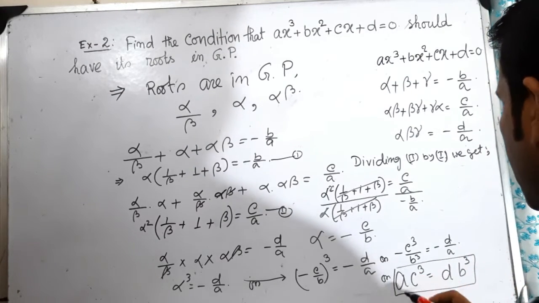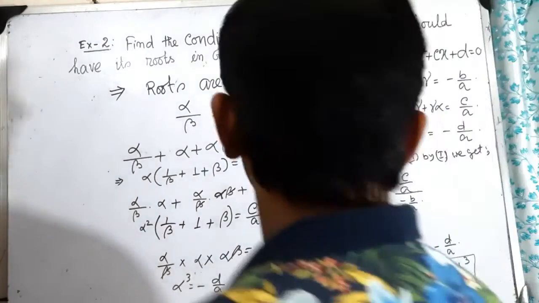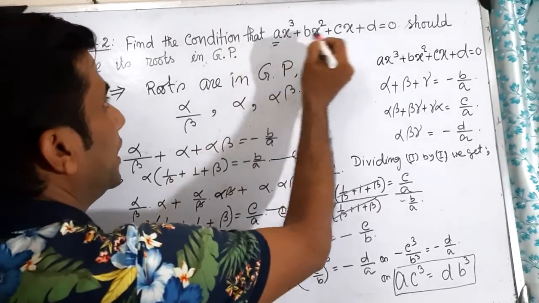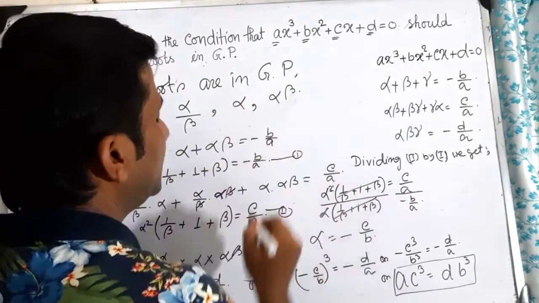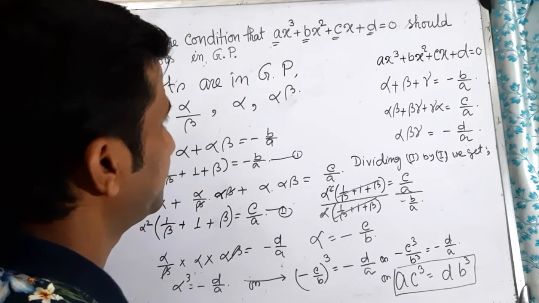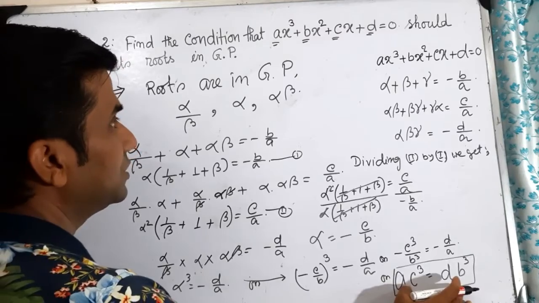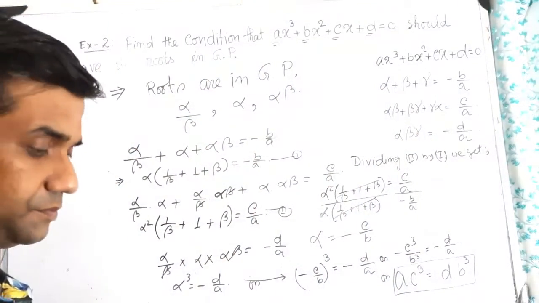A c cube is equal to b cube d. That means a into c cube is equal to b cube into d. If the condition holds, then the roots are in GP.